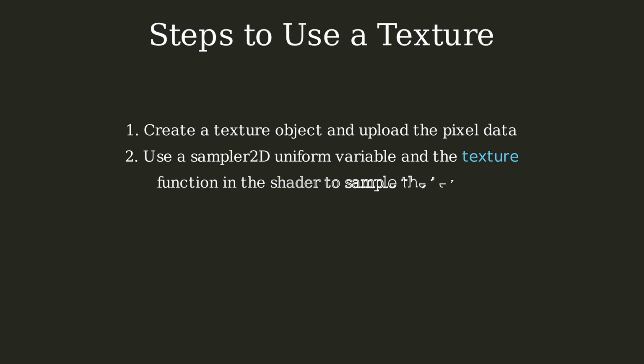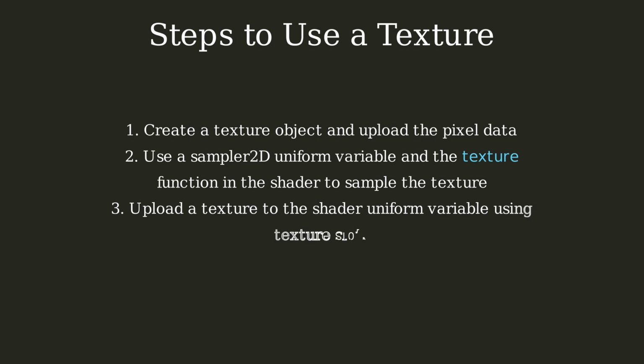Use a sampler2D uniform variable and the texture function in the shader to sample the texture. And finally, 3. Upload a texture to the shader uniform variable using texture slots. Sweet, we now have a way to upload textures to the GPU, then retrieve texture data in a shader.